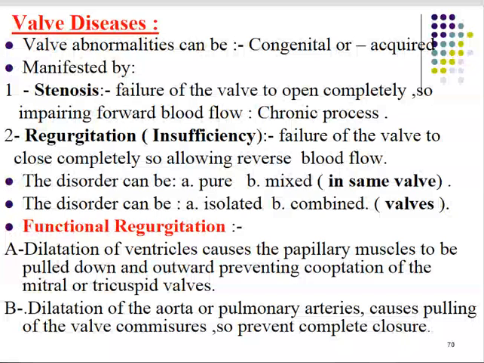There is a term for functional regurgitation. Functional regurgitation means dilatation of the ventricle can cause the papillary muscle to be pulled down and outward, preventing coaptation of the mitral or tricuspid valves. Similarly, dilatation of the aorta or pulmonary arteries causes pulling of the valve commissures, preventing complete closure. This results in functional regurgitation.